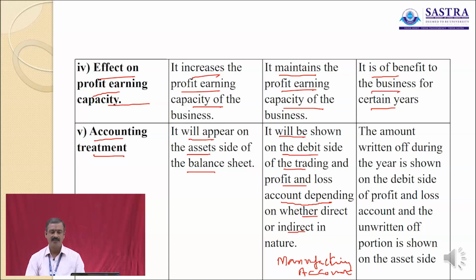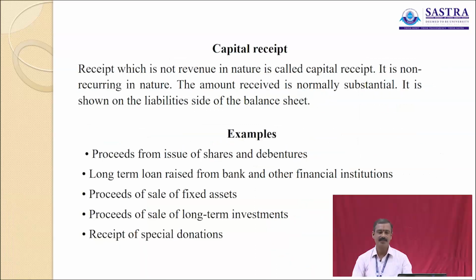In the case of deferred revenue expenditure, the amount written off during the year is shown on the debit side of the P&L account, and the unwritten portion is shown on the asset side of the balance sheet. Such expenditure will be treated for more than one accounting period, up to its lifetime or the period for which it has been agreed and spent. Then we will go for the receipts.